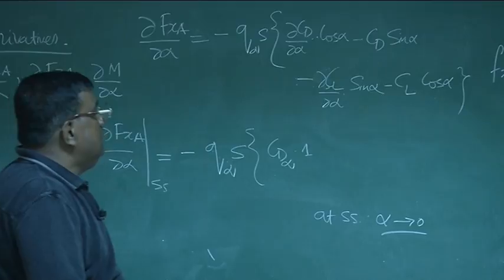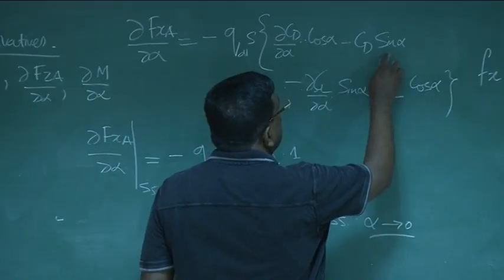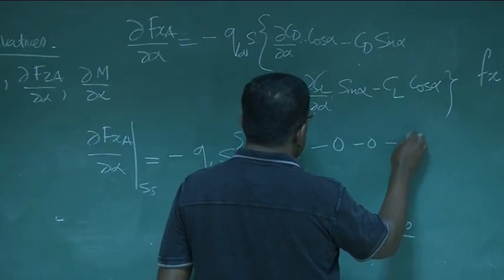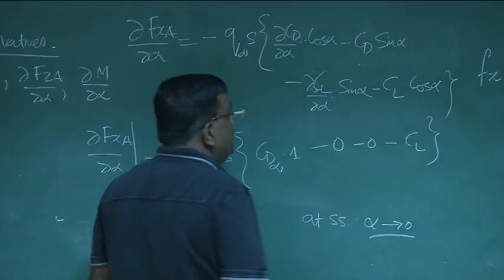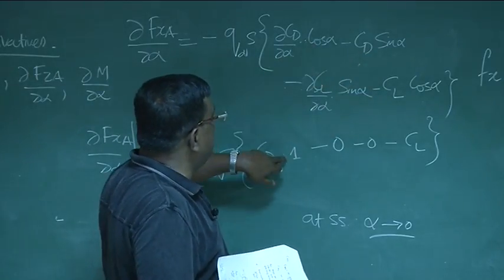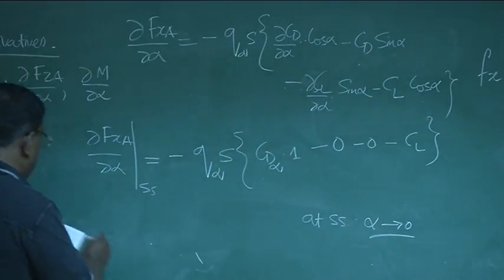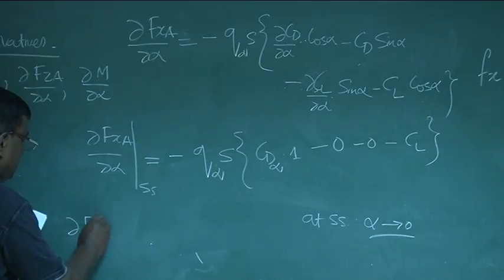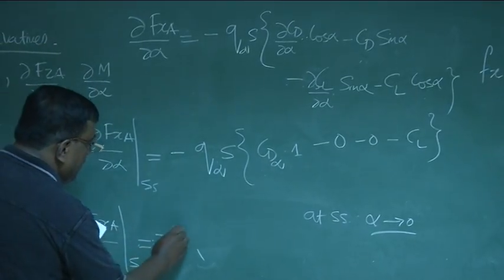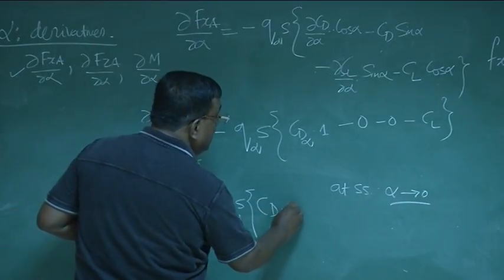So there is no perturbed quantity. So this is cos alpha, cos 0 is 1, minus CD sin alpha, so this goes. So this is minus 0, this is again minus 0, and minus CL. You see, at steady state, this perturbed value of alpha is 0, so this cos alpha becomes 1, this goes to 0, this goes to 0, this is minus CL. So you have dfxa by d alpha evaluated at steady state is equal to minus q infinity S into CD alpha minus CL.